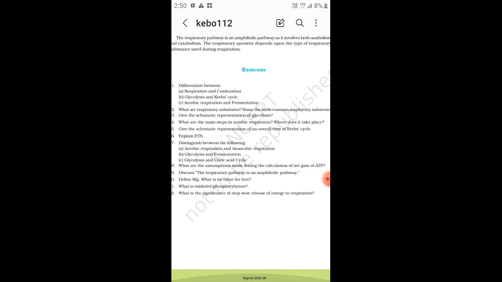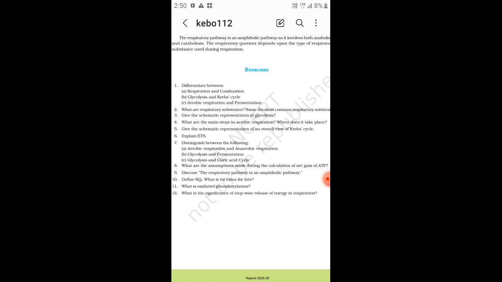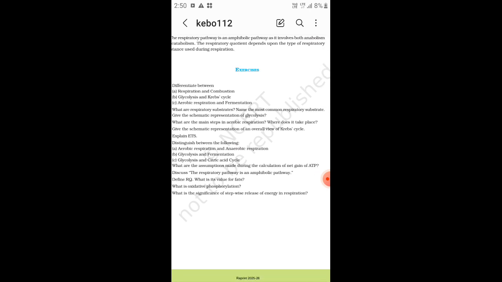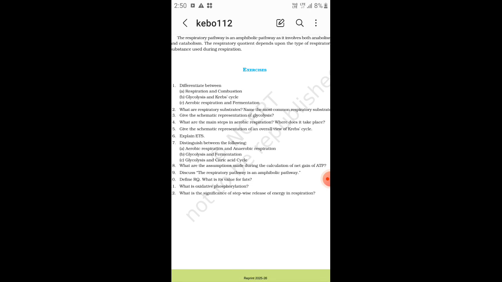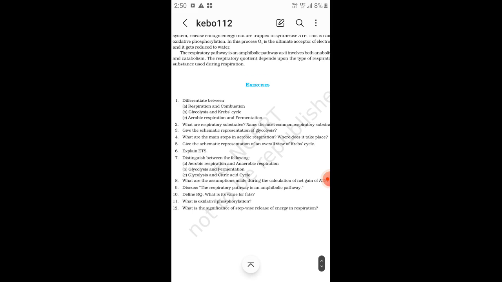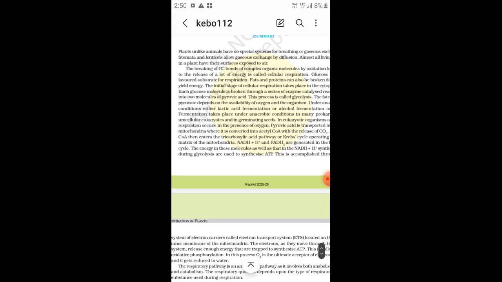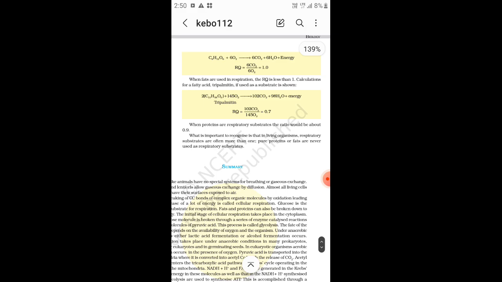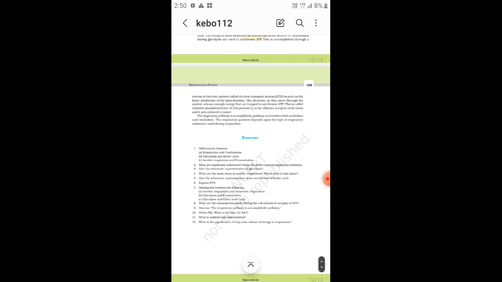What is the significance of stepwise release of energy in respiration? Because not all of the energy will be lost in the form of heat. This is why the release of energy in respiration occurs stepwise. So this is all of your chapter. Your chapter on respiration is done.